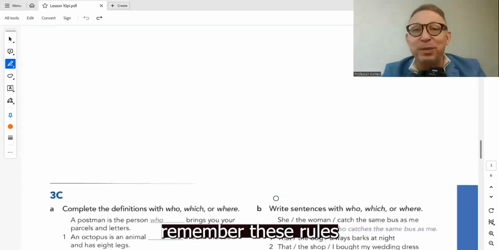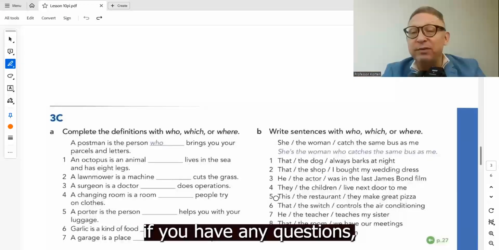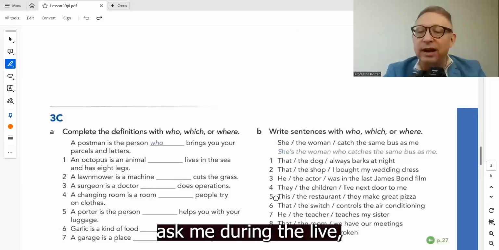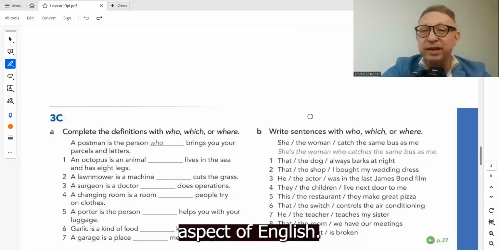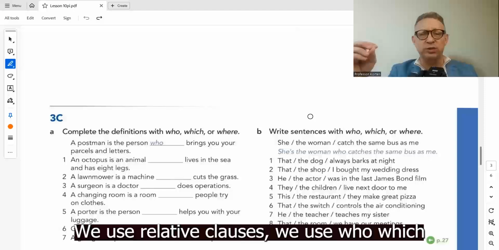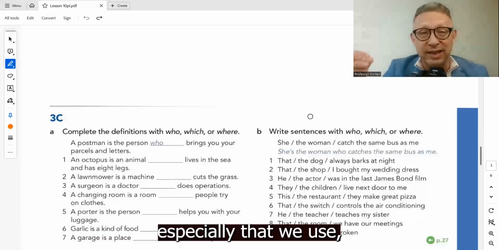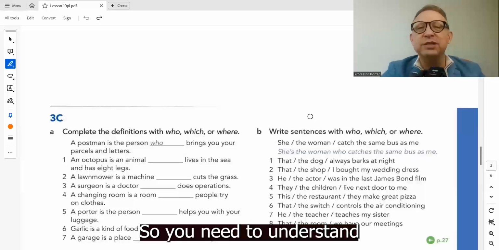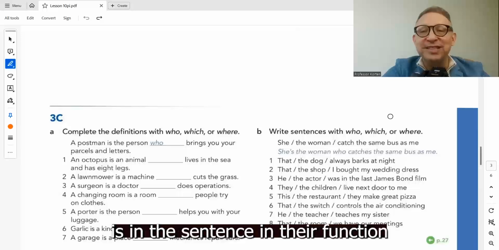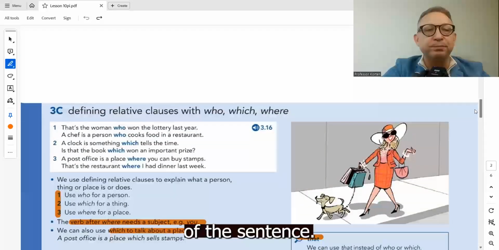Now you're going to have to remember these rules and complete the assignment. If you have any questions, ask me during the live, because this is a very important aspect of English. We use relative clauses. We use who, which, where, that, especially that. We use these words a lot. So you need to understand what their function is in the sentence. And their function is often to describe the subject of the sentence.